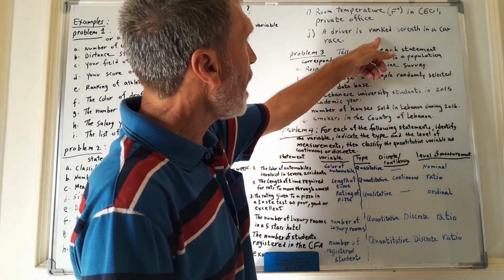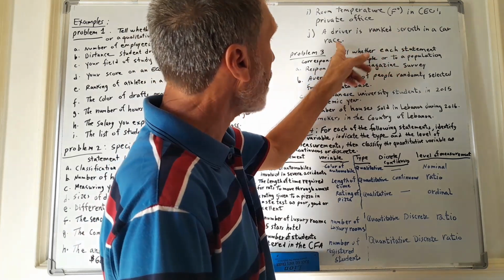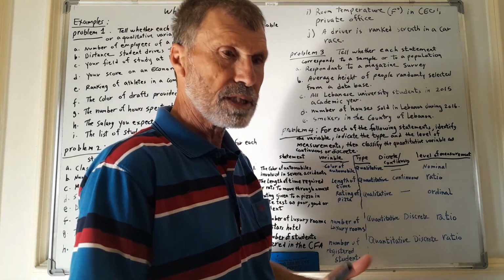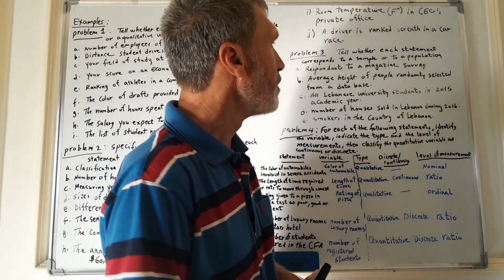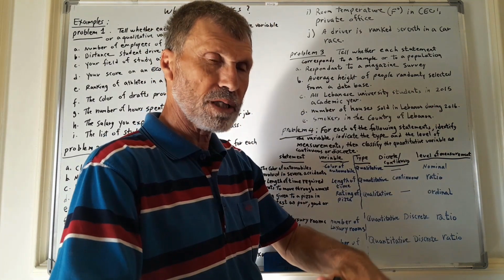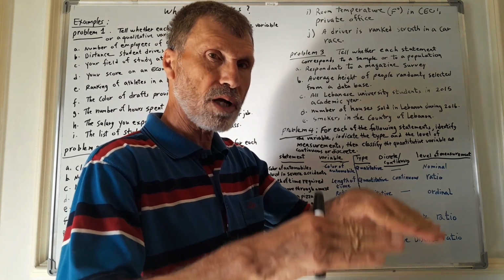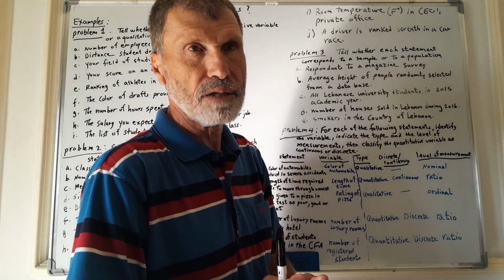A driver is ranked 7th in a car race. So this is an ordinal. This is an ordinal level of measurement. It's ranking we're talking about. When we talk about rating or ranking, we're talking about ordinal level of measurement.